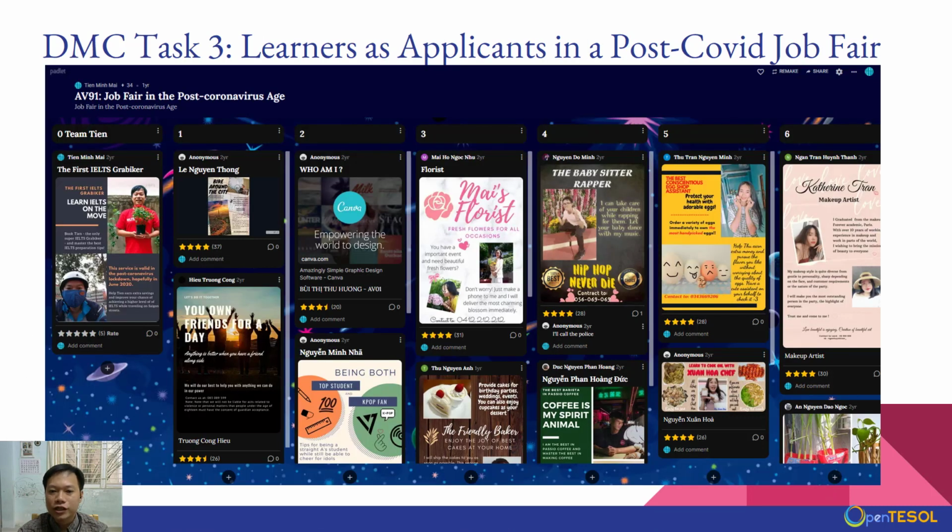So I've changed it, because our classroom took place during the COVID lockdown, and there were concerns about the future of employment. So I asked the students to advertise themselves, as learners and applicants in the post-COVID job fair. What would they do? What would their skills be? How would they sell themselves? How would they brand themselves so that the recruiters could hire them? Again, these are first-year students.